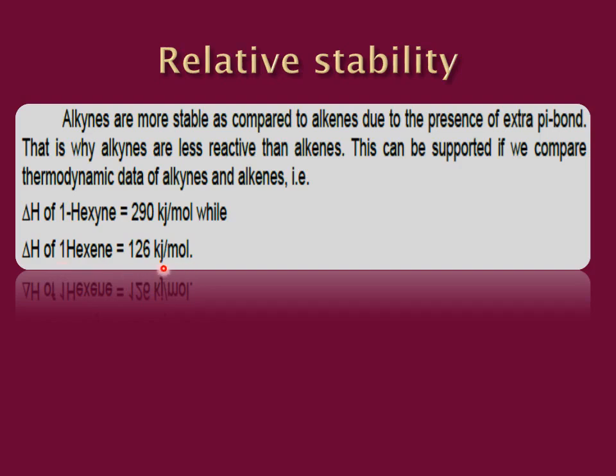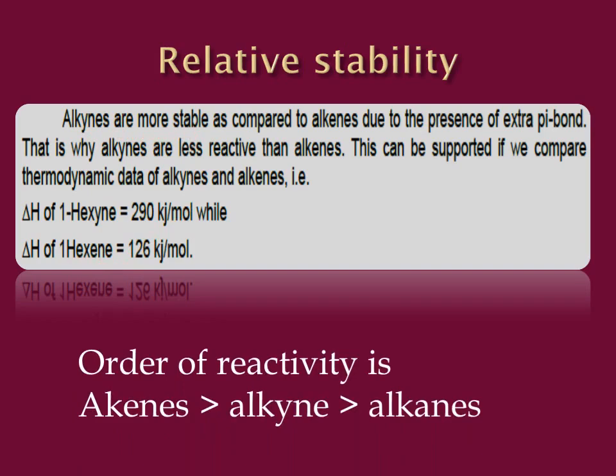So this much energy is required to break the triple bond of hexyne, whereas this much energy is required to break the double bond of alkene. The greater the energy required, the stronger the bond. So alkynes are more stable as compared to alkenes. If we compare the reactivity order of alkanes, alkynes and alkenes, then alkenes are the most reactive. After that, alkynes, and the most stable are alkanes. They are least reactive. Remember that they were called paraffins.